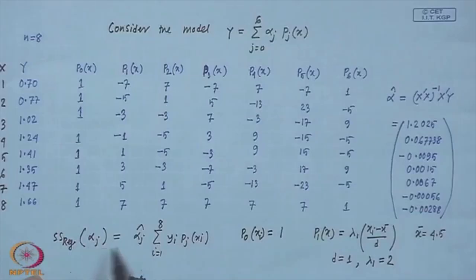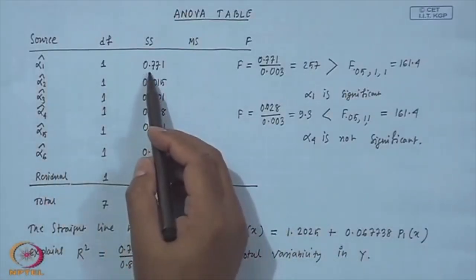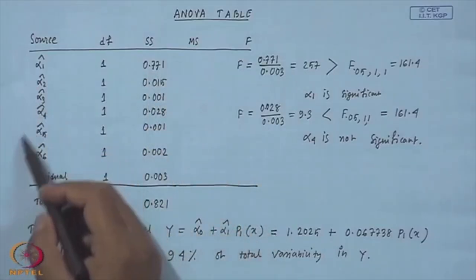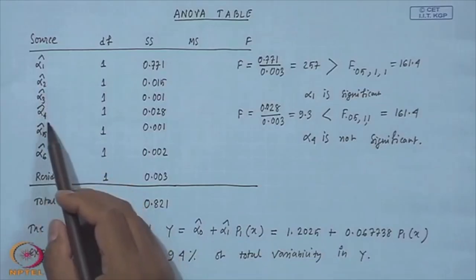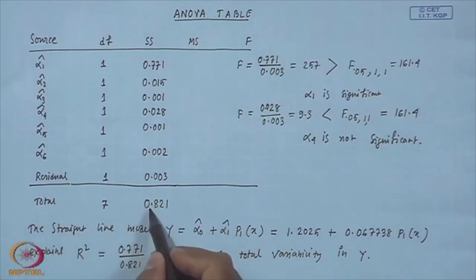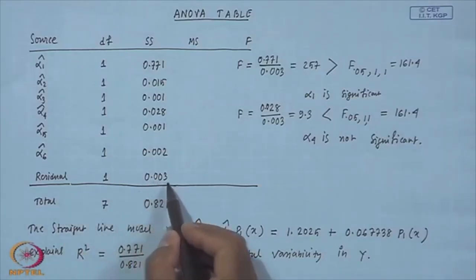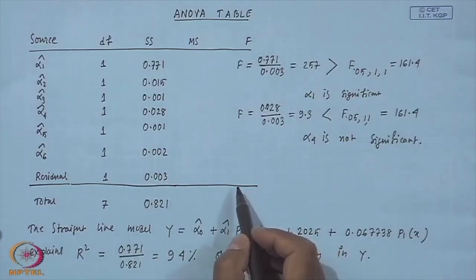SS regression for alpha 1 is equal to alpha 1 hat times the summation of y_i p1(x_i), i from 1 to 8. You know everything here, so you can compute SS regression due to alpha 1, and all these things are tabulated here. The SS regression due to alpha 1 is 0.771, and similarly you can compute it for alpha 2, alpha 3, alpha 4, alpha 5 and alpha 6. Here is the total variation, 0.821, and the residual is 0.003.